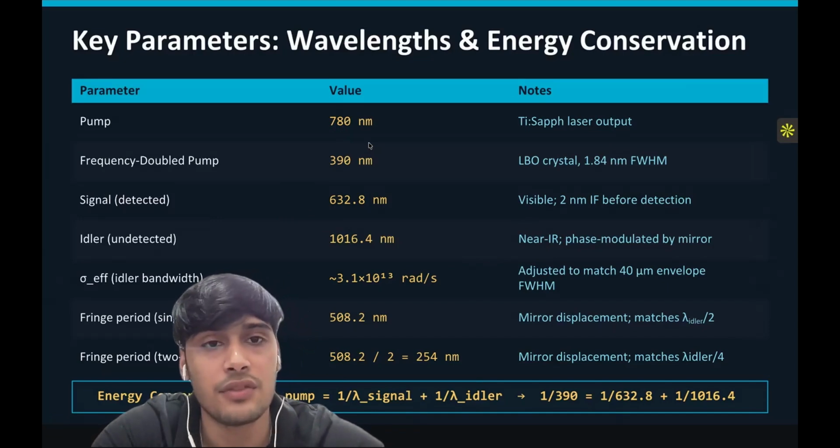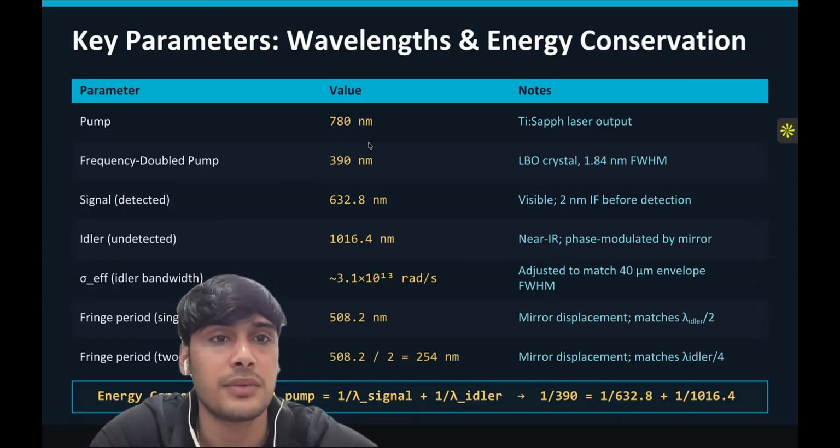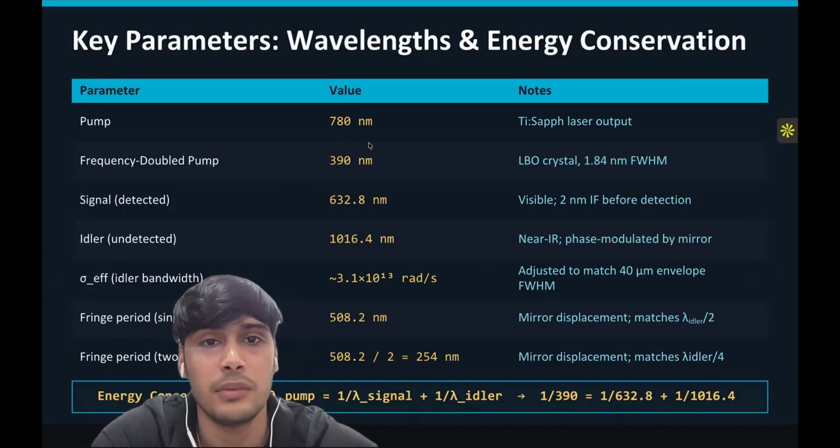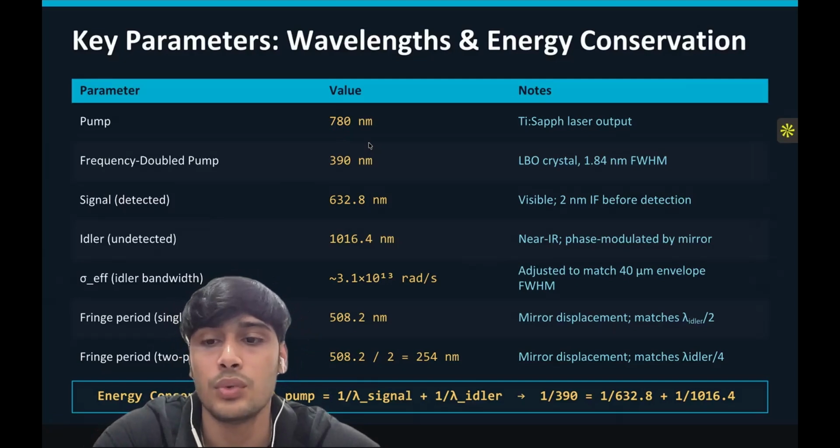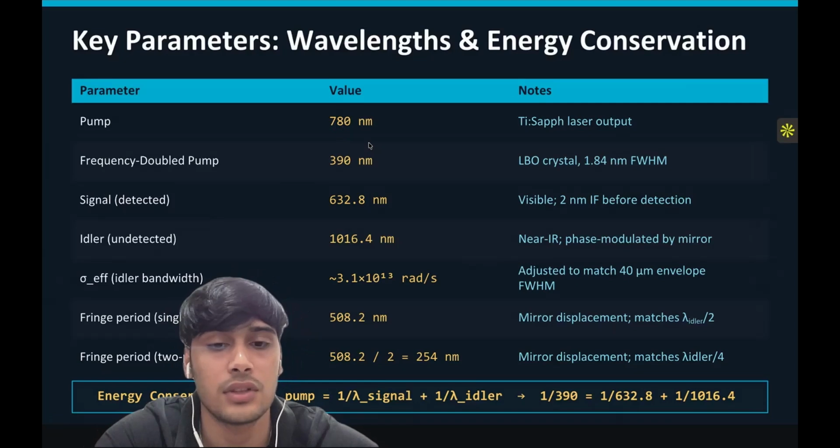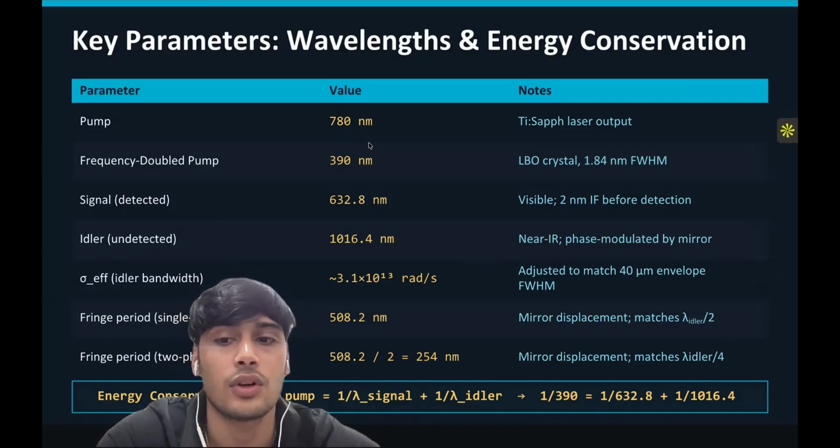But the paper's figure 4a shows an envelope of roughly 40 microns. The discrepancy comes from the phase matching bandwidth of the 1 millimeter BBO crystal, which the simple two filter model does not capture. So in the notebook, we adjust sigma to match the observed 40 micron envelope, and that's what we use in all subsequent simulations. The two fringe table in the table are worth highlighting.